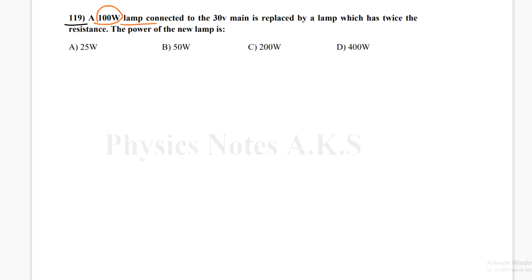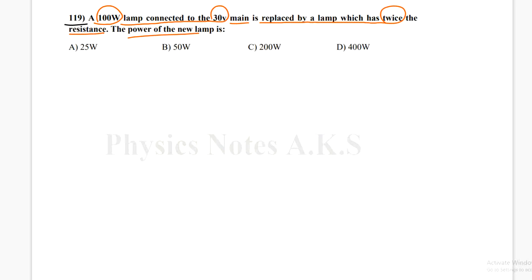A 100-watt lamp connected to the 30-volt main is replaced by a lamp which has twice the resistance. Now, the question is, the power of the new lamp is. Okay? So, I repeat and we put the information.